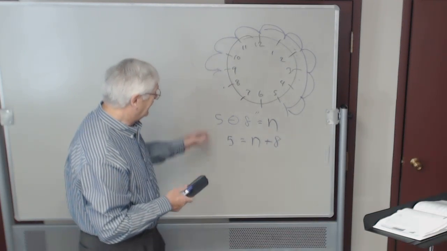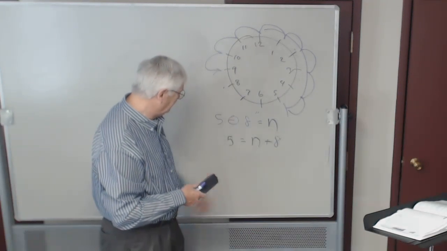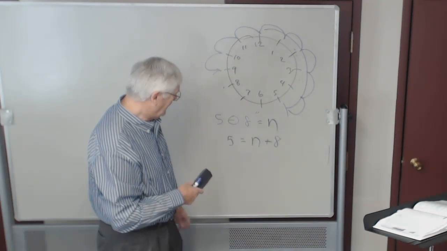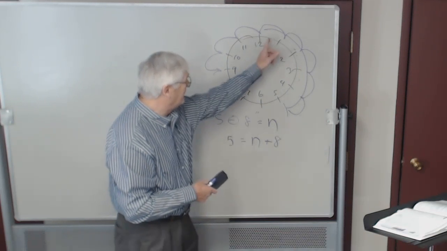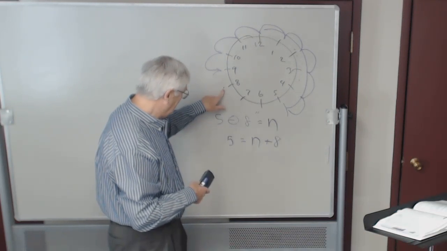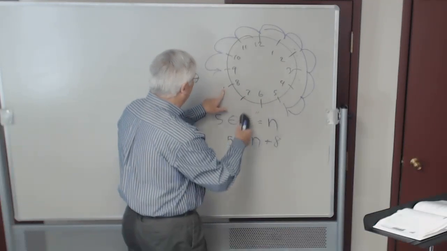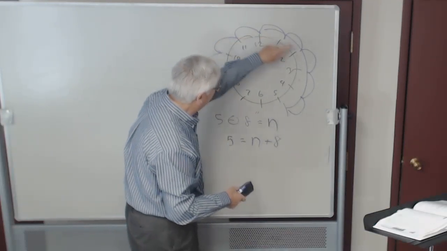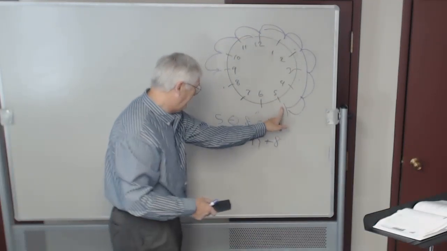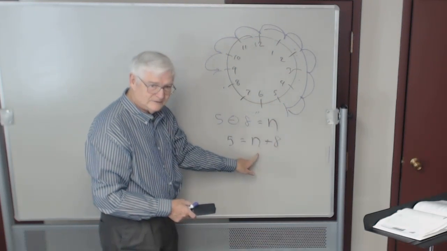So I could just do subtraction with my circle, or I could say I go to 8, and what do I add to 8 to get around to 5? 1, 2, 3, 4, 5, 6, 7, 8, 9. So n is 9.